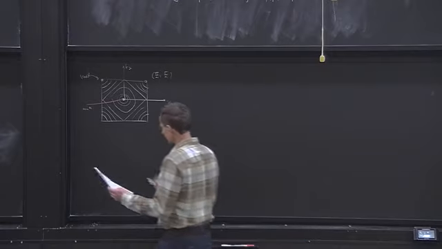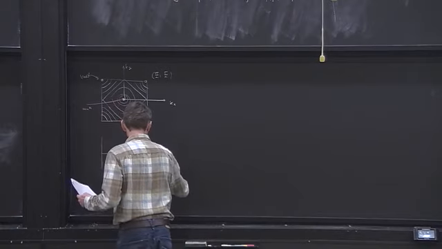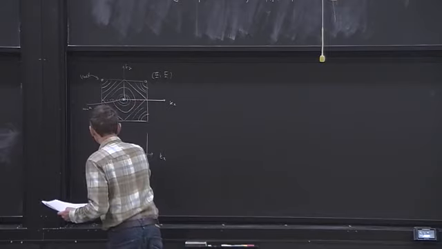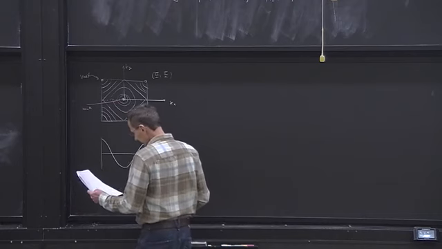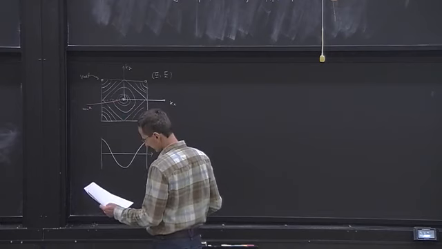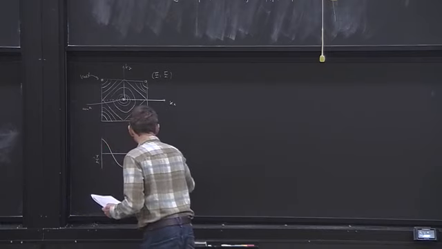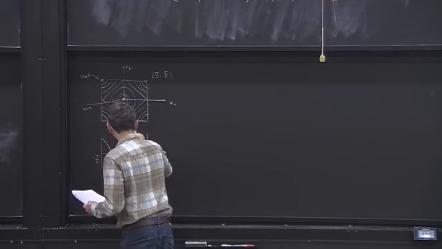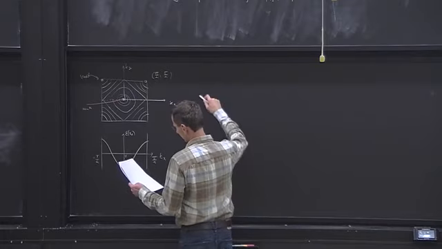Another thing that one can do is plot this as a function of just kx. So I plot along this line here, and the dispersion then will look like this, just a cosine, right? Like this.